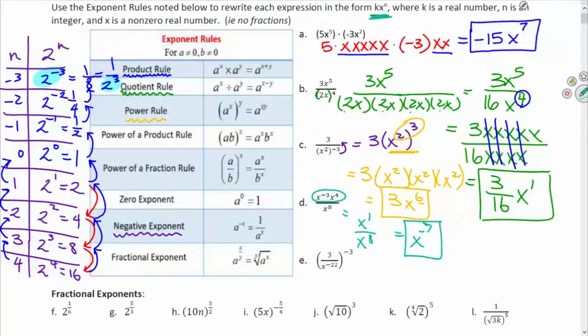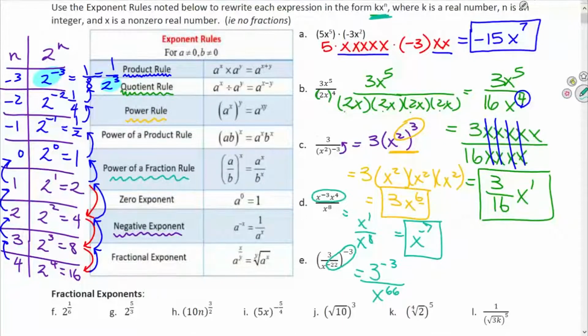All right, in letter E, there's one other idea we've not talked about yet, and that is because I have a fraction to an exponent. I have 3 over x to the negative 2nd power, all to the third power. Okay, and similar to the power rule, I can raise each of those pieces to that same power. So I get 3 to the negative third power divided by x to the negative second to the negative third power. I can multiply together negative 2 and negative 3 and get a positive 6.